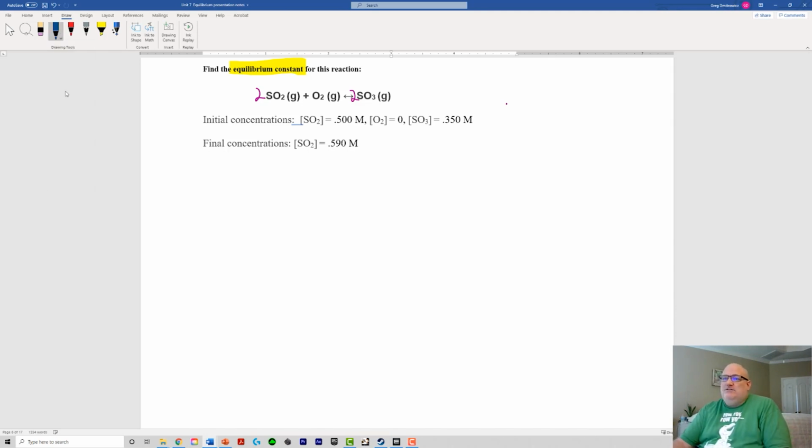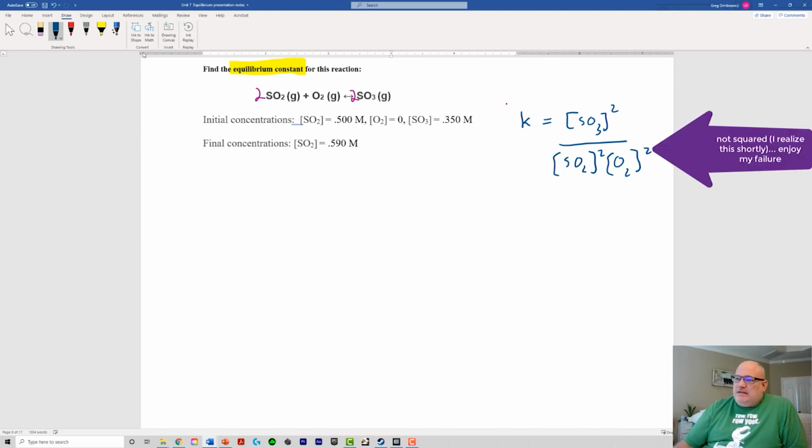Now, I also like to do this almost immediately whenever I start a problem. I like writing the K expression over to the side or at the very top of my problem, because I want to know what I'm going to be plugging in. And again, it's the products over the reactants raised to their exponents. So I'm going to go SO3, in this case raised to the 2, and it's all going to be over SO2 squared times O2 squared.